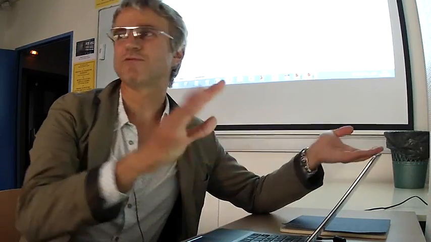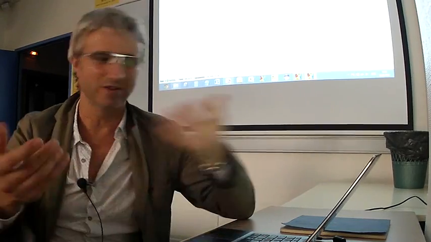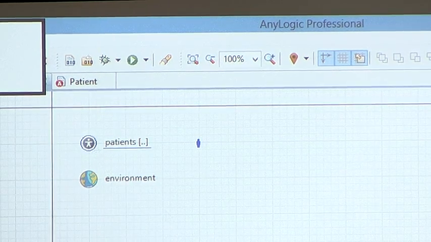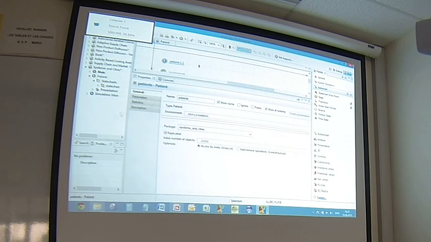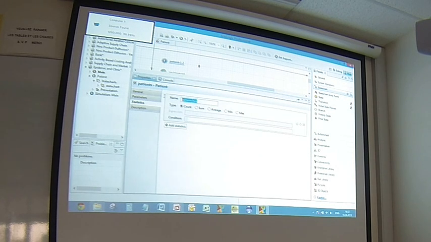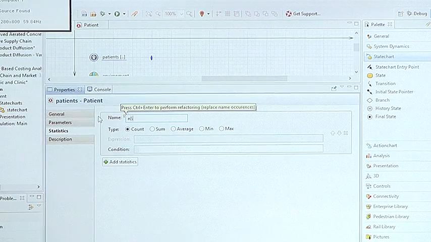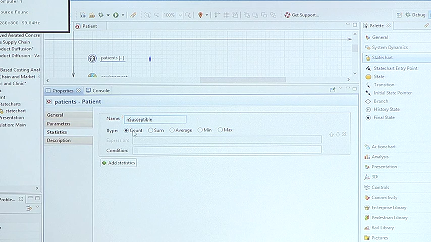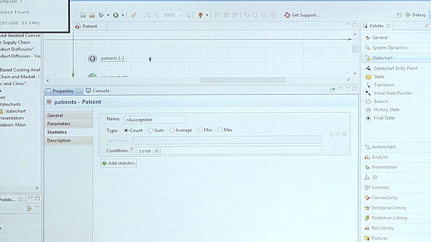Okay, we see roughly what's happening in this model, but it's better to collect some statistics on how many people are sick, how many people are infected, etc. For that, in AnyLogic, you use the statistics over agent populations tool. So the agent population is here, and we add statistics. Let's see, number susceptible. Count all people who satisfy this condition.